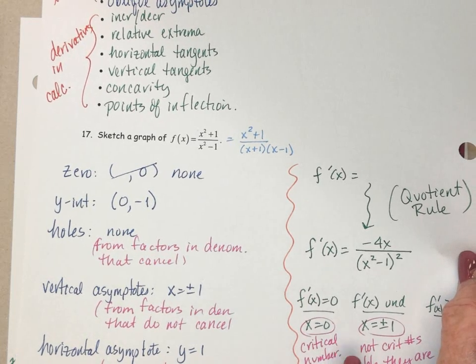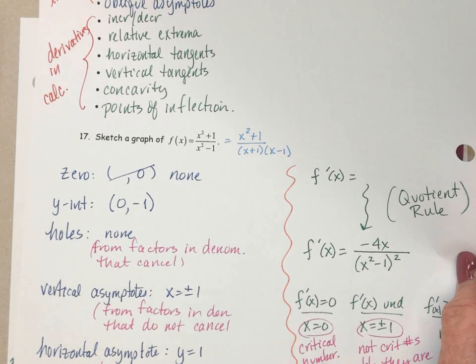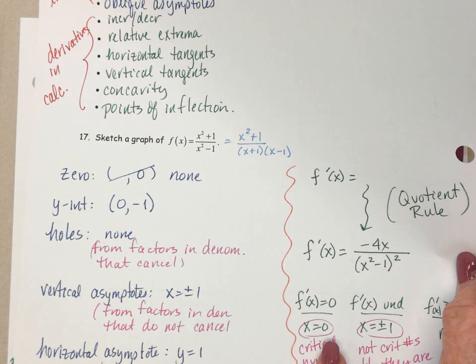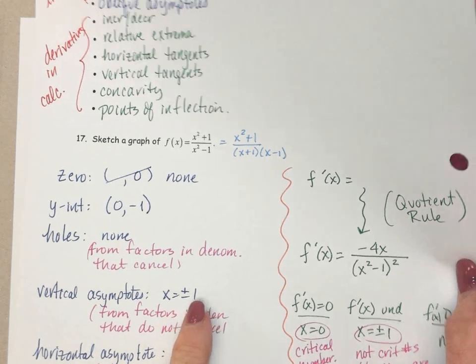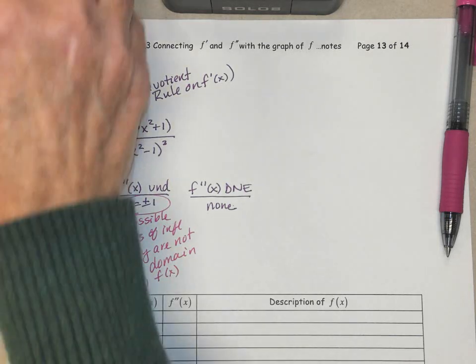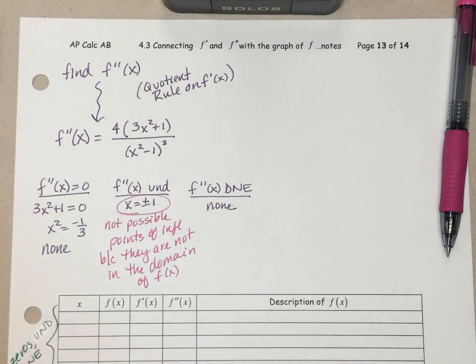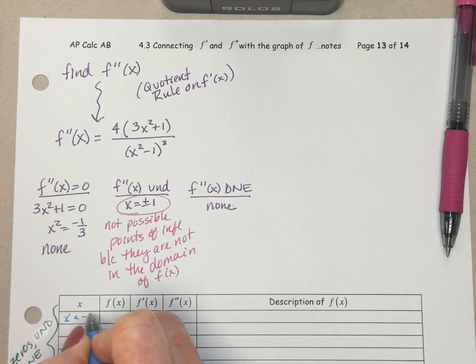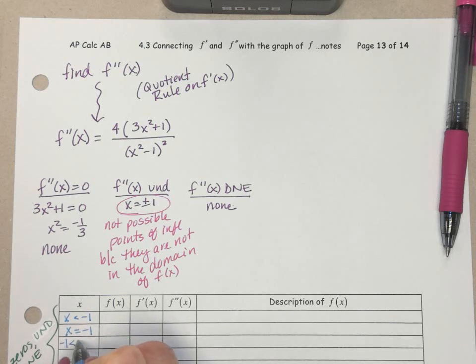Is that it? Oh, and then our critical number of x equals 0 over here on f prime. So that's it, just 0 and plus or minus 1. That's 3 times 2, 6 plus 1, 7. So we'll have 7 intervals here. X less than negative 1, x equals negative 1, x between negative 1 and 0, at 0, x between 0 and 1, at 1, and x greater than 1. 1, 2, 3, 4, 5, 6, 7.